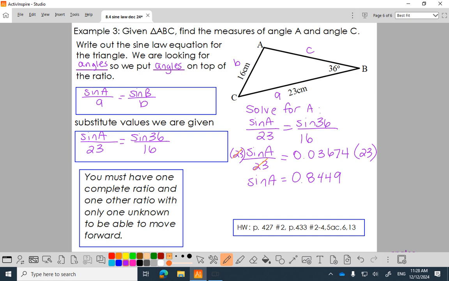I did sine 36. I pushed equals. Then I divided by 16, and I got 0.0367. This is just a number. So I simplified all I could, but you do not have to do that. Okay, so when you get down here, again, you should have a number less than 1. How do I get rid of the sine? Sine inverse, good, yes.